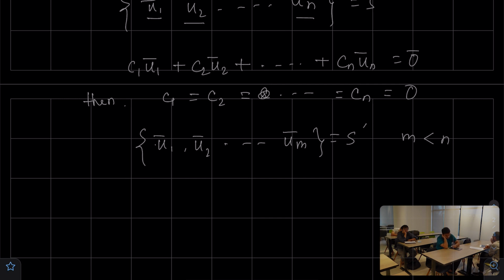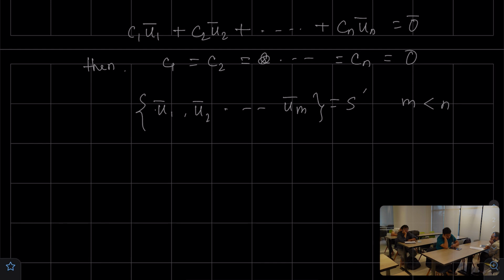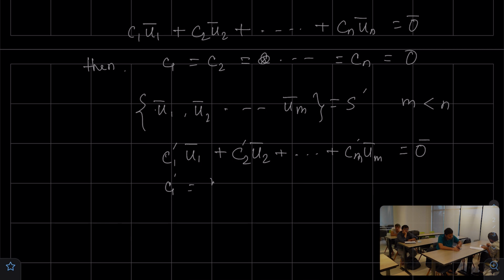Then if I take the subset S prime, then this has to be also a linearly independent set, because if I take the linear combination from this set, like C1 U1 vector plus C2 U2 vector plus Cm Um vector, and if I set the summation equal to 0 vector, then all these C1 prime equals C2 prime equals Cm prime has to be 0, right? Why?